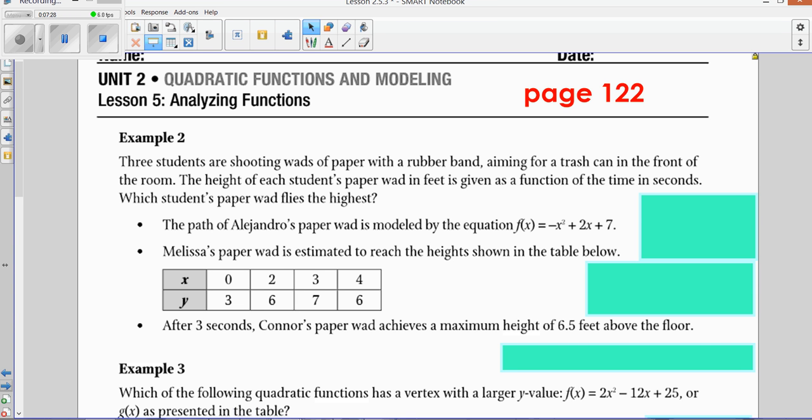So let's do a couple examples and then you can start your homework. So here's more examples like how you will be seeing it on your homework tonight. It says 3 students are shooting wads of paper with a rubber band aiming for a trash can in front of the room. The height of each student's paper wad in feet is given as a function of time in seconds. Which student's paper wad flies the highest?